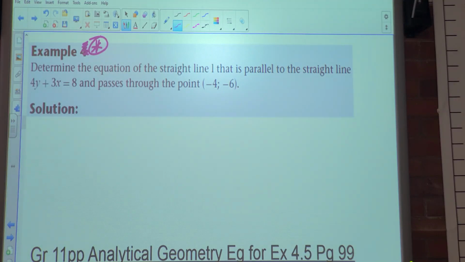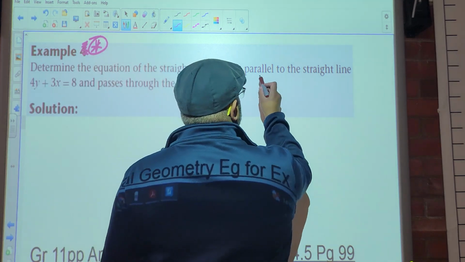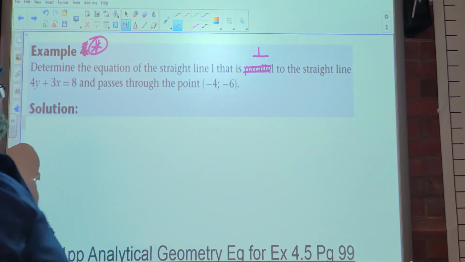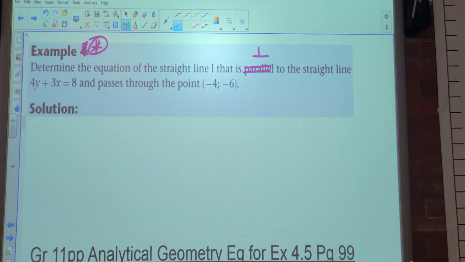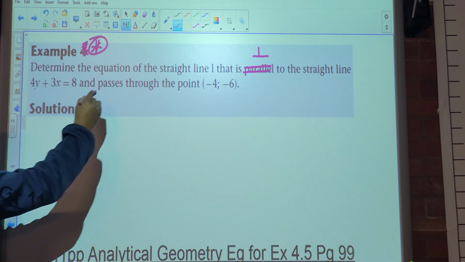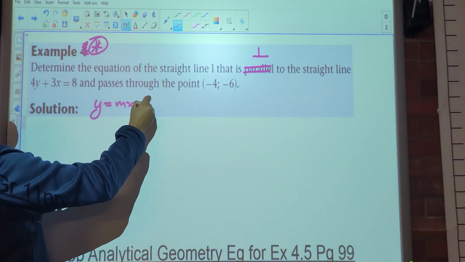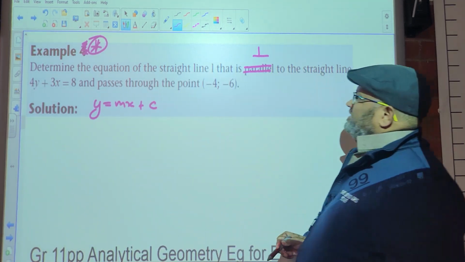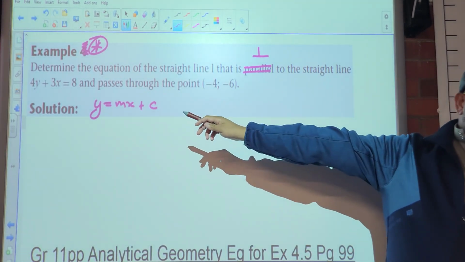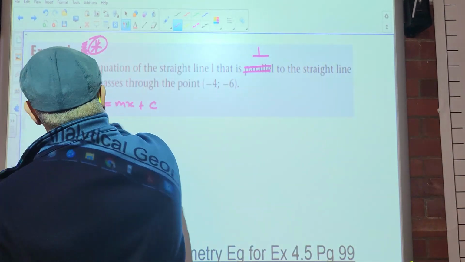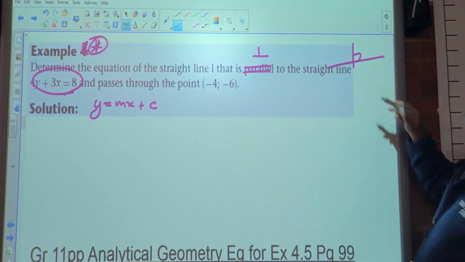The question says determine the equation of the straight line L that is perpendicular to the straight line 4y plus 3x equal to 8 and passes through negative 4 and negative 6. People, what's the standard form of a straight line graph? Y equals mx plus c. Do we have the gradient? No. However, we got another straight line here. So the lines are perpendicular.